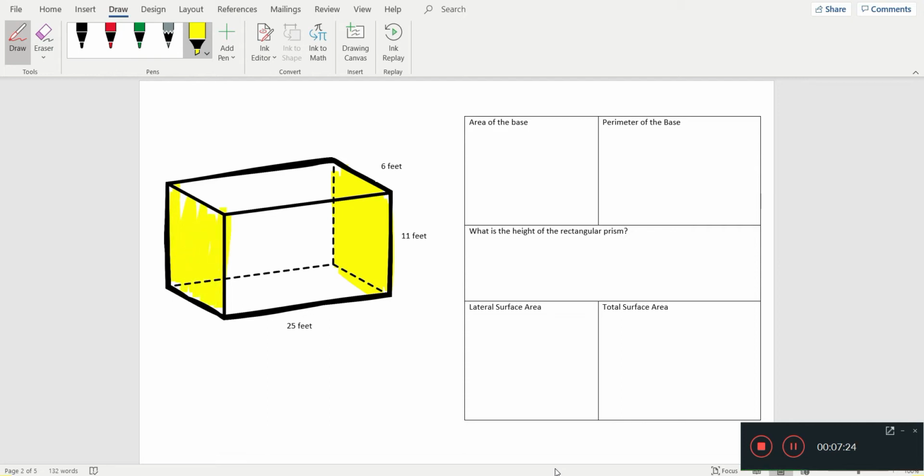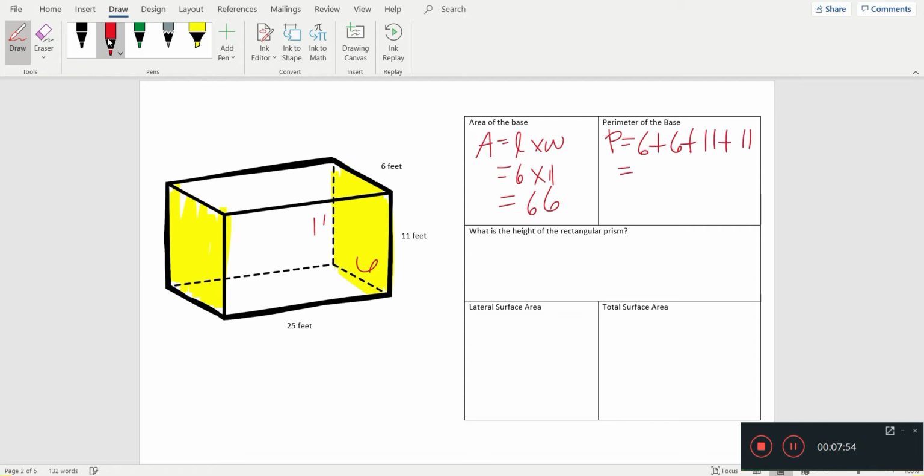So what is the shape of my base? It's a rectangle. So A equals length times width, right? So I have now 6 times 11, and the answer is 66. My perimeter now is 6, 6, 11, 11. I will add 6 plus 6 plus 11 plus 11, so that equals 12 plus 22, which is 34.